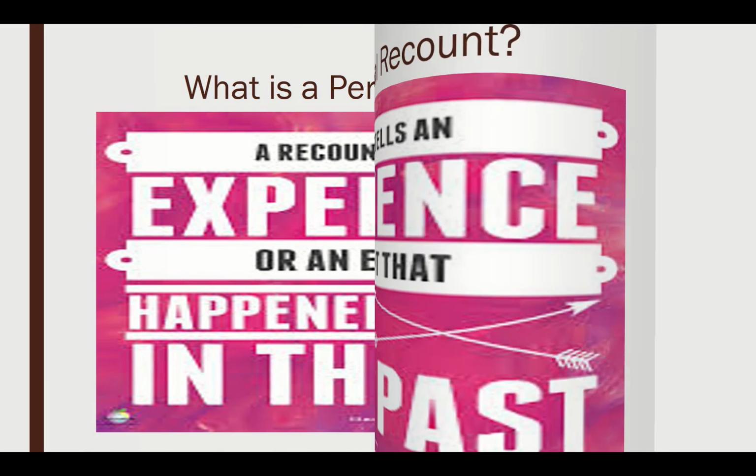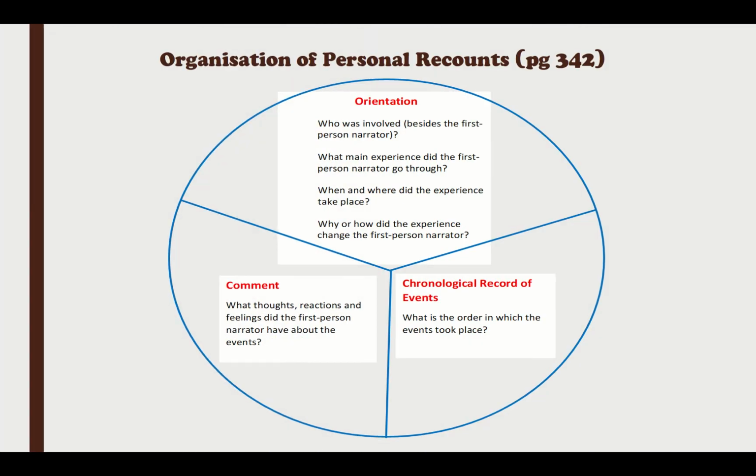Next, let's revisit the organization of personal recount. This can be found in your VAP book, page 342. Right. The organization is mainly divided into three different components. First, the introduction or orientation, whereby you need to include who was involved, what main experience the first person narrator went through, where and when the experience took place, and why or how that experience changed the first person narrator.